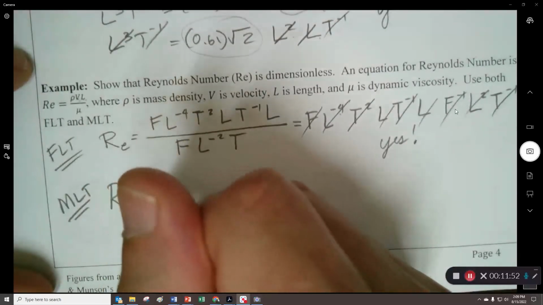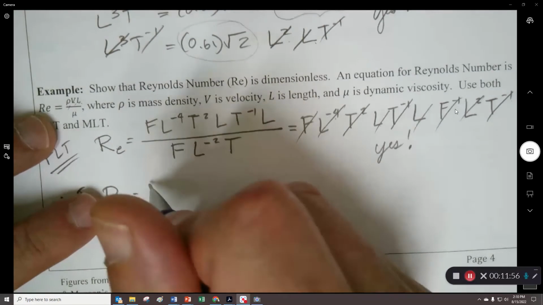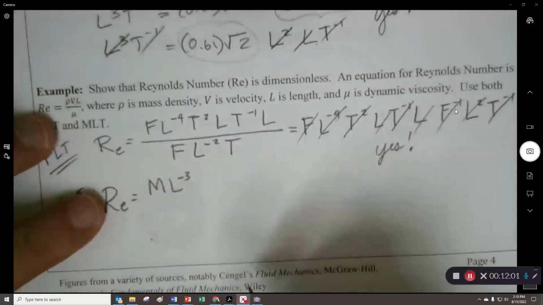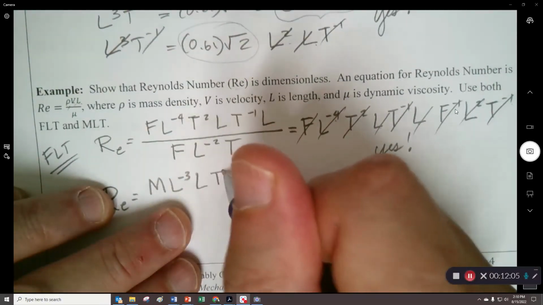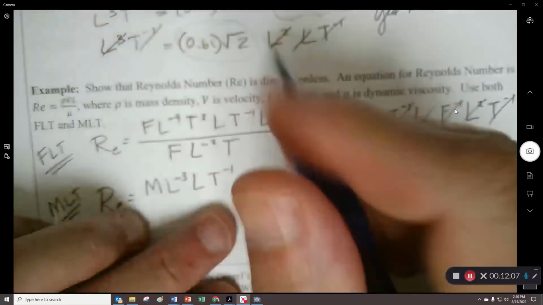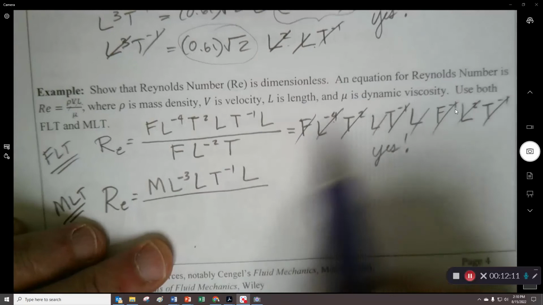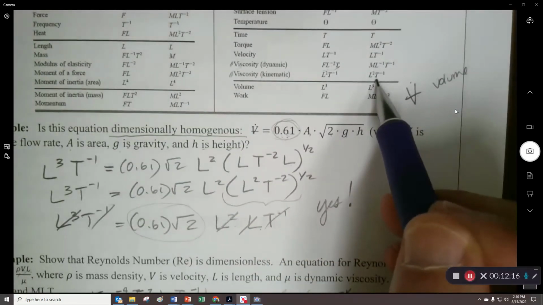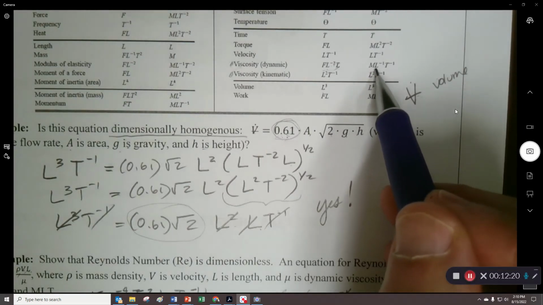We have the Reynolds number, but let's look up the mass density. We can actually just do that in our heads. M L minus 3, right, for mass density. And then we have velocity. That too is going to be L T minus 1, times length, right? And now we need the dynamic viscosity in the denominator. And we want the MLT system, so it's M L minus 1 T minus 1.